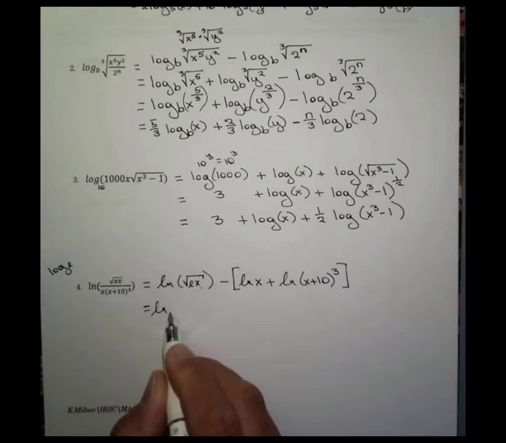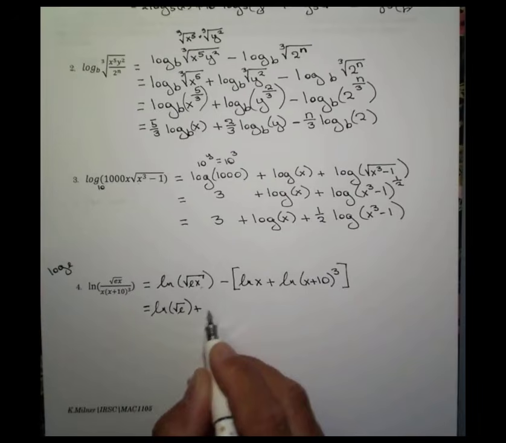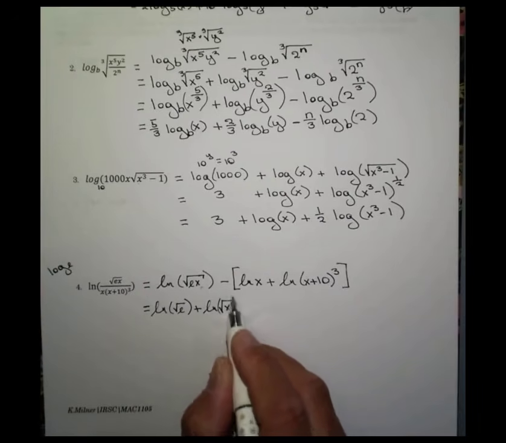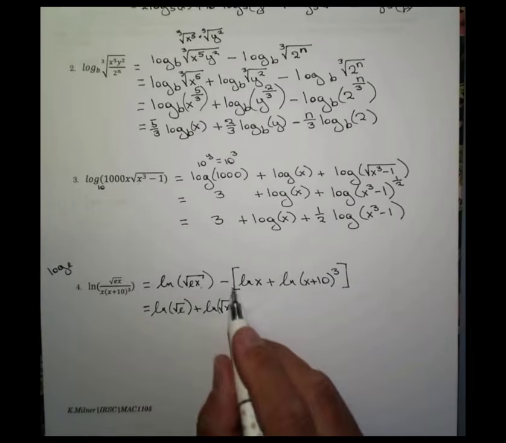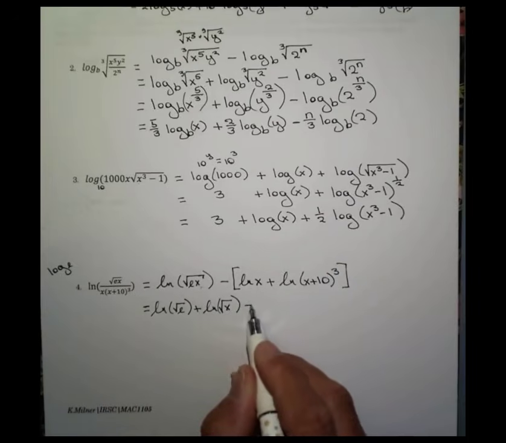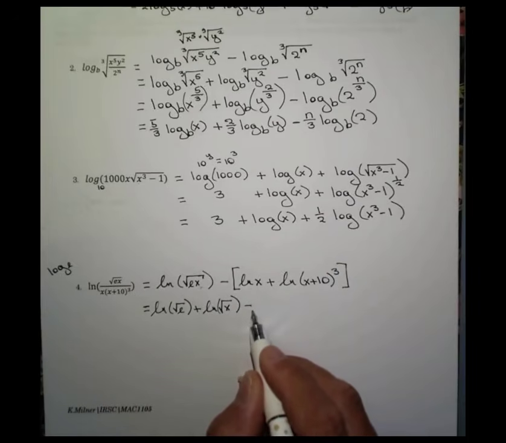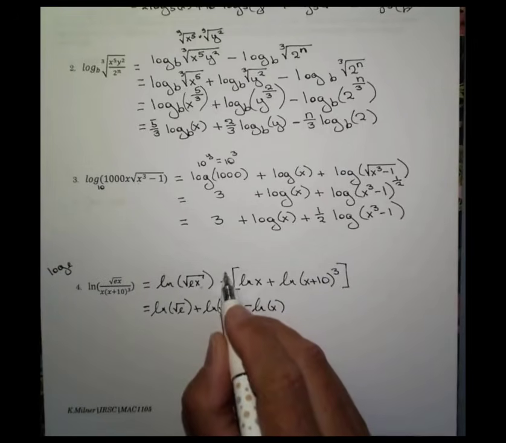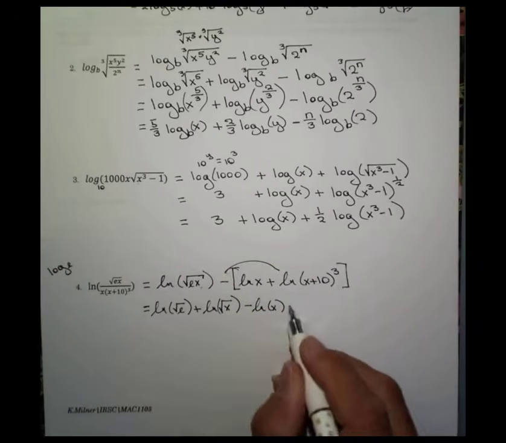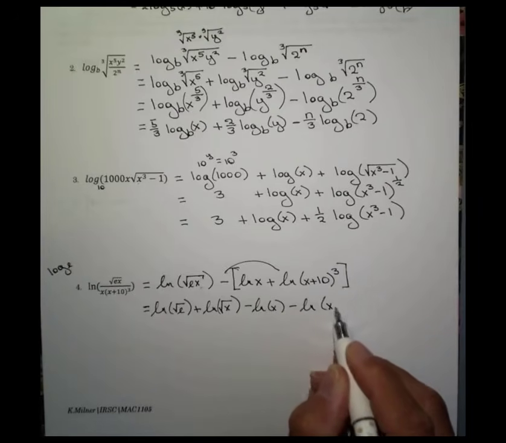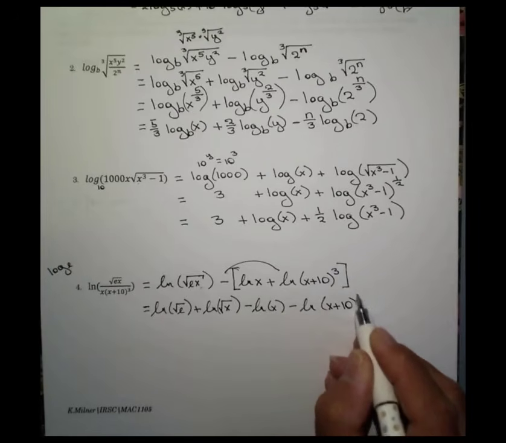So this is ln of the square root of e, and that's going to be plus ln of the square root of x. I took care of that first one. And now as I divide this out, I'm going to say minus ln of x, and also distribute the negative, right, to both of these. And it's also going to be minus ln of x plus 10, and that's cubed.